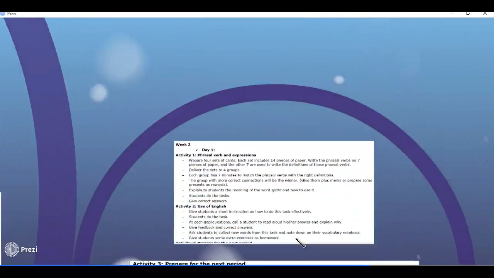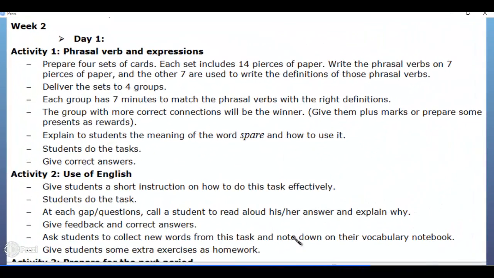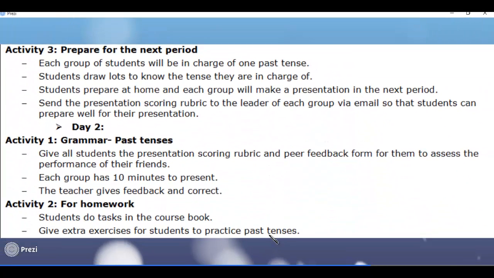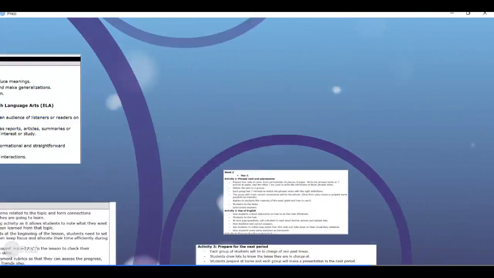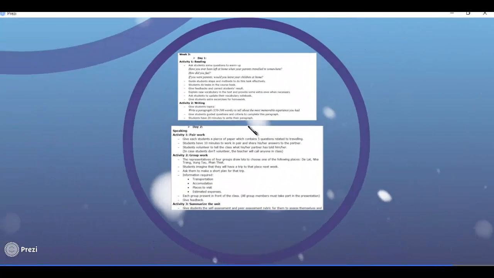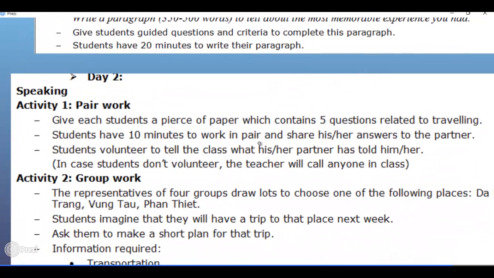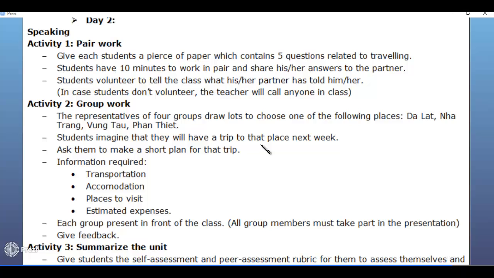Moving to week 2, it's time for phrasal verbs and the use of English section. Students will be involved in some group activities, which is a chance for them to enhance their collaboration skills. At the end, I make some notes about the preparation for the next group activity. And the next period will be for students to make their presentation. In the final week, students will learn reading and writing sections. And the last day is scheduled for a speaking activity, where students have to work in pairs and then in groups.